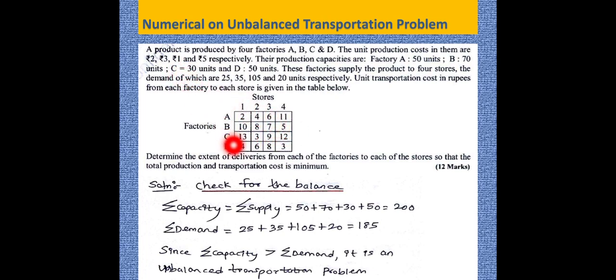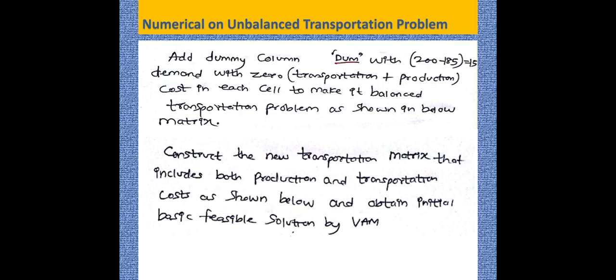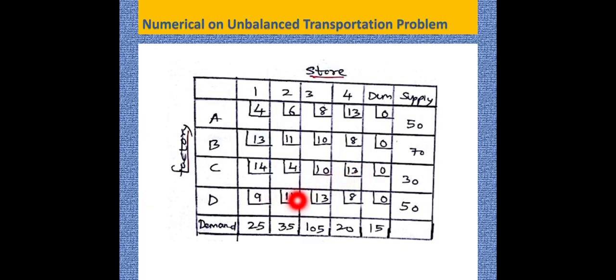Here rupees 1 is added, that is 14, 4, 10, 13. Here rupees 5 is added, that is 9, 11, 13 and 8. So that is shown here, how it has been done. As I already told, the dummy column is added to make demand equal to supply. If we add all the things now, it will become 200. As I already told, it has to be taken 0, that is production plus transportation cost.